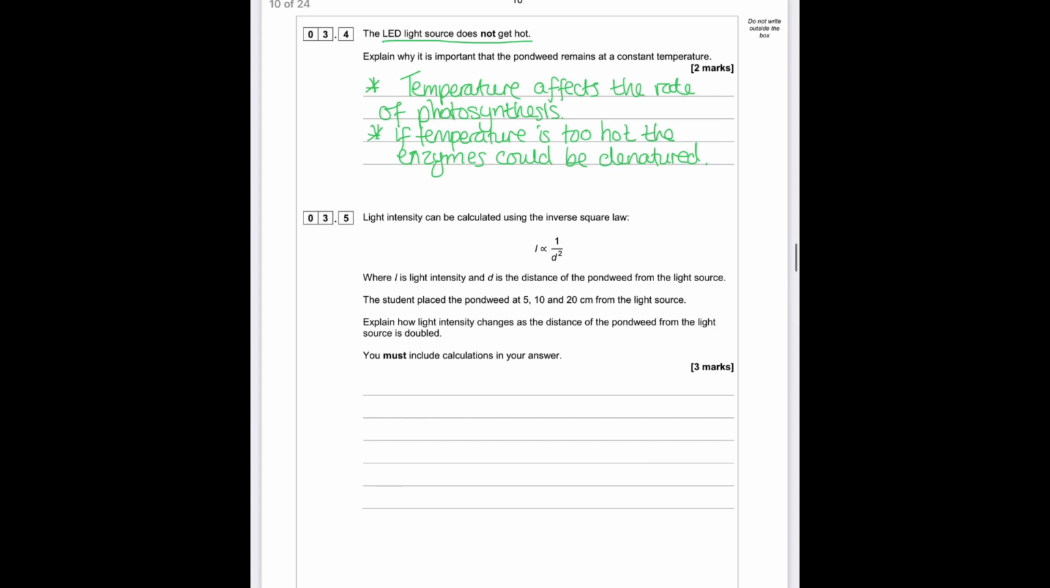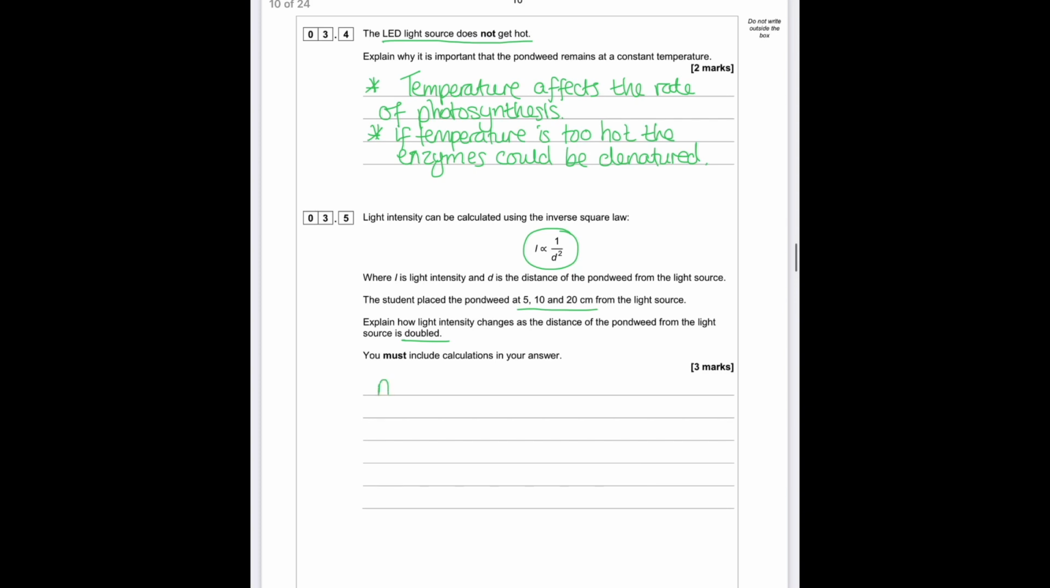Now, for the next question, light intensity can be calculated, and we're given an equation where I is light intensity and D is the distance of the pondweed from the light source. So the student used these distances. Explain how light intensity changes as the distance of the pondweed from the light source is doubled. So what we can do is choose two of the distances where one of the distances is doubled, and we can see, using the equation, the impact that it had.